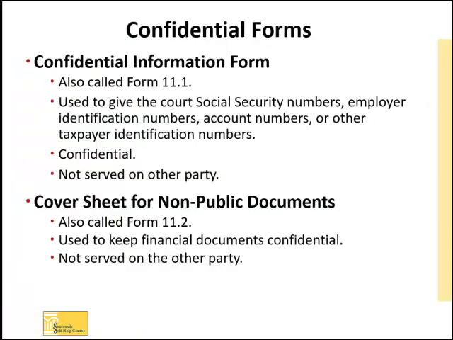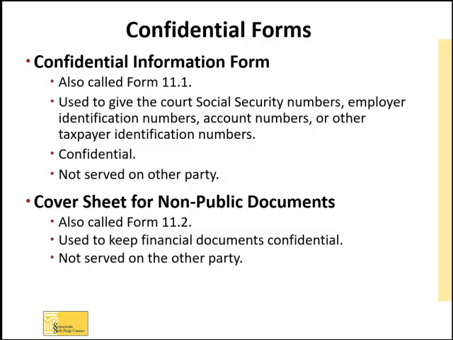The confidential information form, also called Form 11.1, is used to give the court the parties' Social Security numbers, employer identification numbers, account numbers, or other taxpayer identification numbers. The information on this form is kept confidential and will not be available to the general public. It is not served on the other party. You will only file this form with the court.